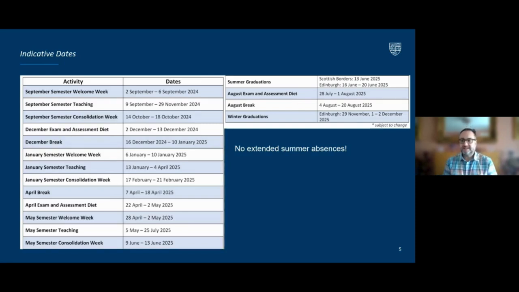So indicative dates. It's really great, actually. I've noticed that Heriot-Watt publish their term dates and also quite often their examination dates and their assessment dates years and years and years in advance. So if you just go to Google and type in Heriot-Watt term dates, you'll notice it gives you the term dates going up to about 2030.